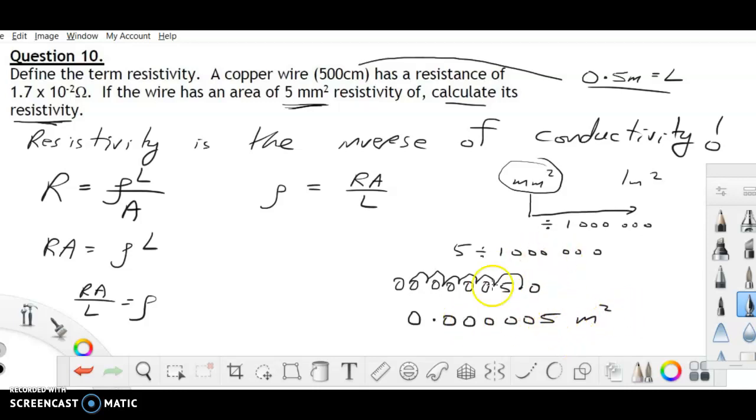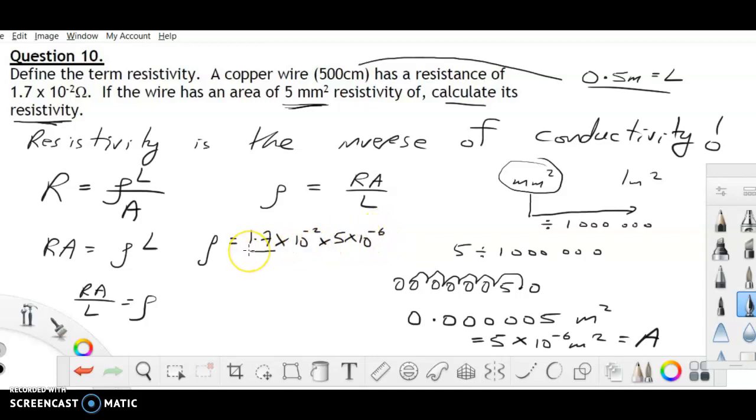Now, you do this on the calculator and you mess around with it, and you'll eventually come up with 5 by 10 to the minus 6 meters squared. 5 millionths of a square meter. And that is our cross-sectional area A. So rho is going to be R, 1.7 by 10 to the minus 2, multiplied by our cross-sectional area, which is 5 by 10 to the minus 6.